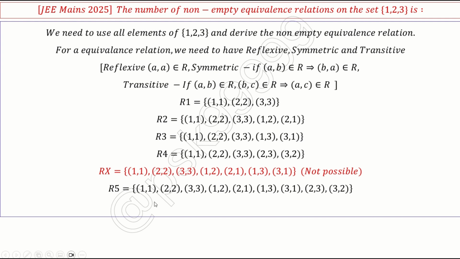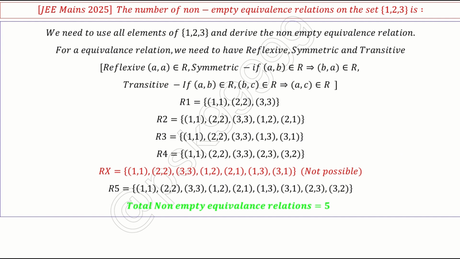So my R5 is (1,1), (2,2), (3,3), then (1,2), (2,1), (1,3), (3,1), (2,3), and (3,2). All 9 elements are there. That's the maximum you'll get, 3 squared. So this is my R5. There are a total of 5 equivalence relations possible on the set {1, 2, 3}. So the answer is 5.